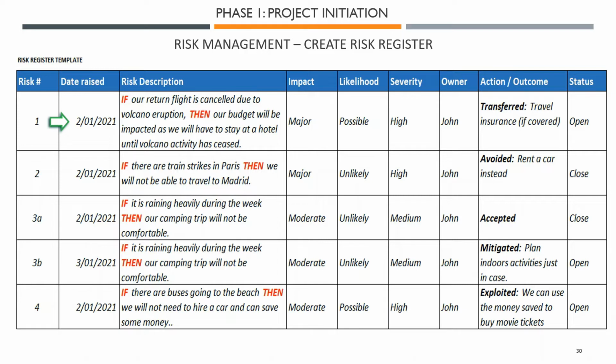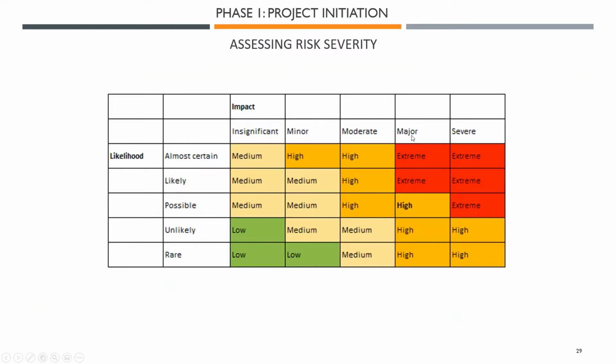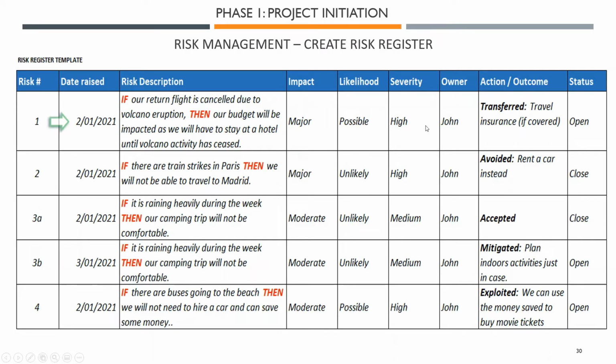So what is the impact? We have put the impact here as major. We have decided the likelihood is possible. We go back into our matrix: major here, possible here, gives us a severity of high. So the severity is high.